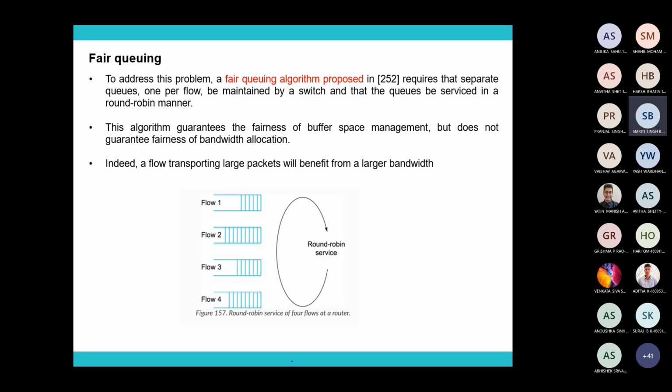Now here also, once again the problem is that flow 1 may have a job which may consume more bandwidth. So in that case, once again you are not equally distributing. You are not equally distributing. Or some other example is something like this.